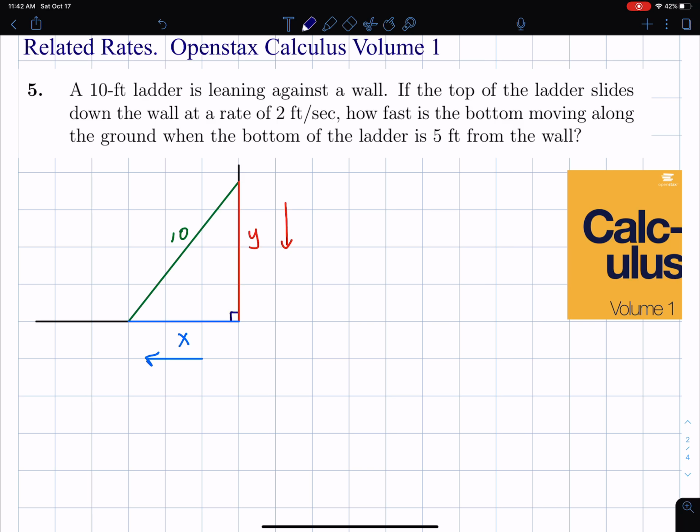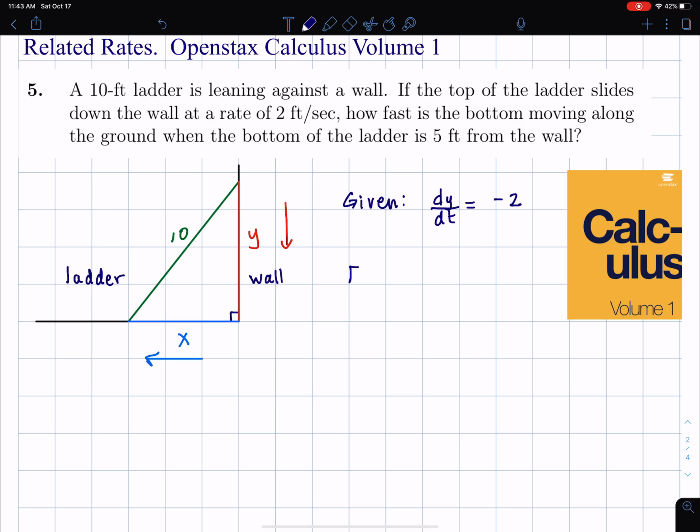So here, that's the wall, and that's the ladder. When I put this in calculus words, y, which is the length of that vertical side of the right triangle, is shrinking over time, so we write dy/dt. The rate at which it's decreasing is 2 feet per second, so to show decreasing, I write -2, because when a variable is decreasing, the derivative is negative.